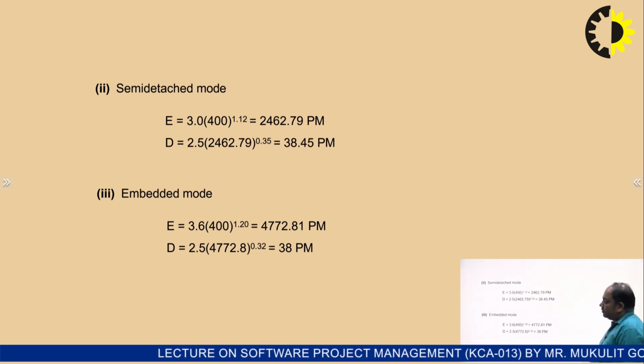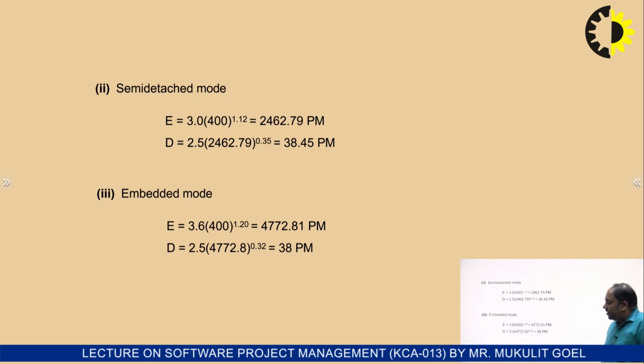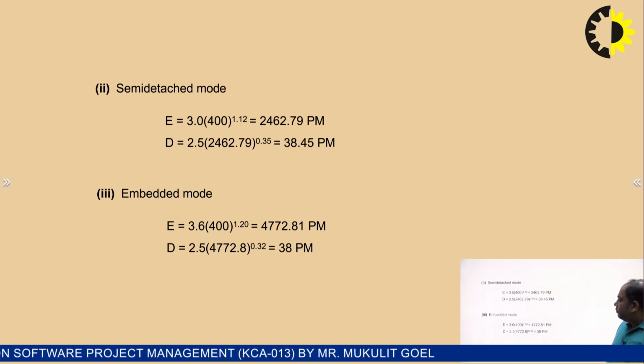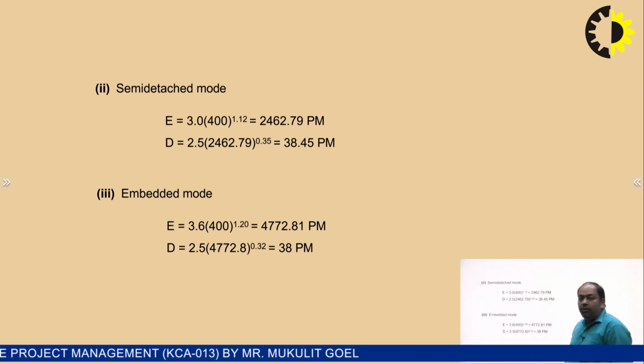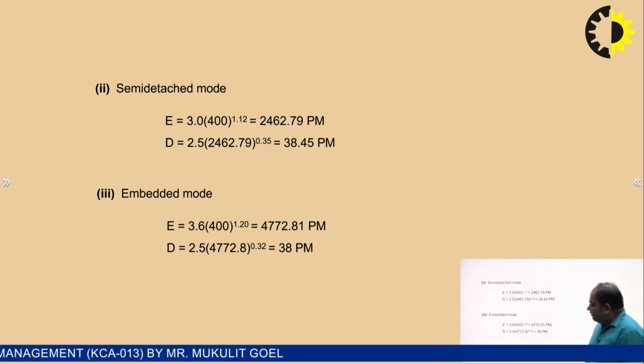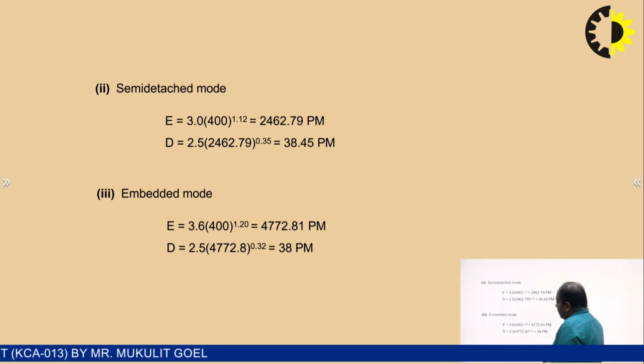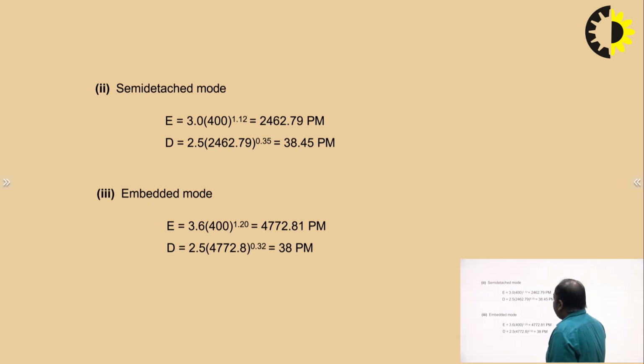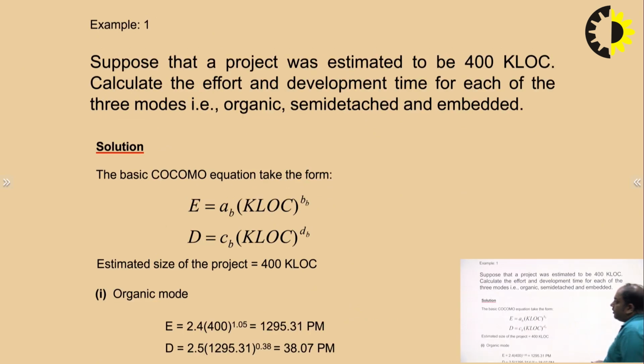For embedded system, the effort E is equal to 3.6 × 400 raised to the power 1.20, which is 4772.81 person months, and development time is equal to 2.5 × 4772.8 raised to the power 0.32, which is 38 months. So with this we have found out the effort and the development time required for developing a project if the project is estimated to have 400 kilo lines of code.